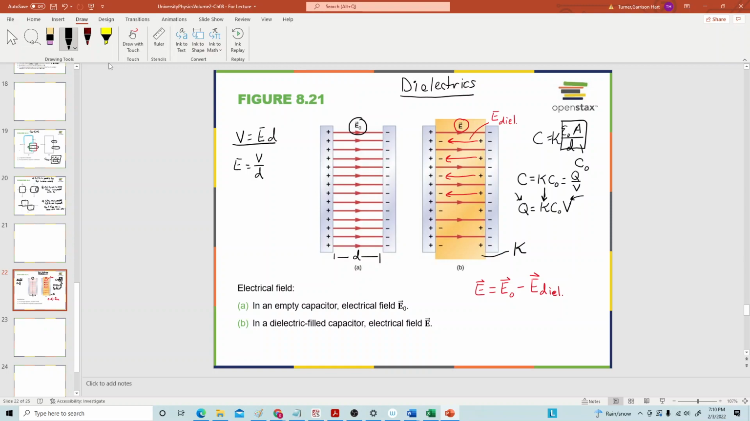But the bottom line is that most materials that you would use as a dielectric have kappas greater than 1. The kappa for air is approximately 1, and most other dielectrics are larger than 1. Okay? So, that is why we use dielectrics.